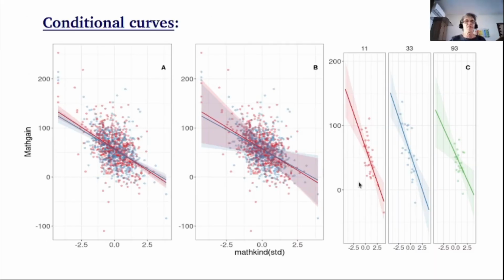The conditional curves we can obtain only using the population level effects or using the population and group level effects. This is why the width of these bands is quite larger here in plot B compared to plot A. And we can also make conditional curves for each of these schools. I only chose 3 of these schools here, the schools 11, 33 and 93, for which you see the actual data and the conditional curve for each of the schools.